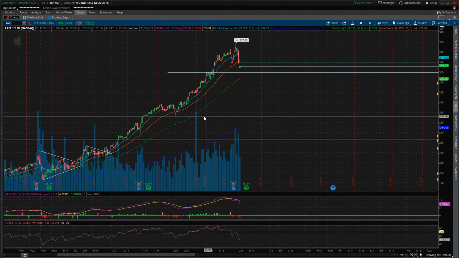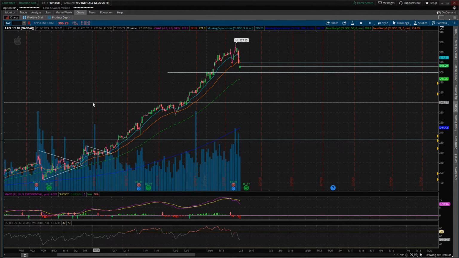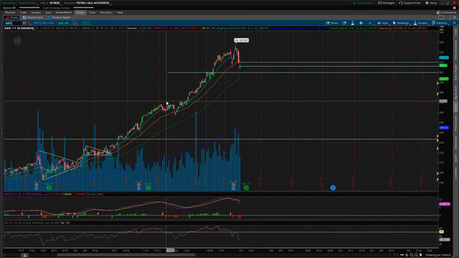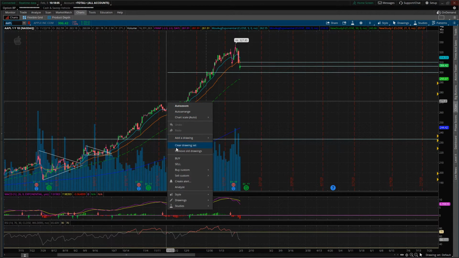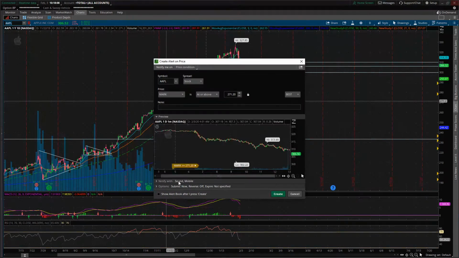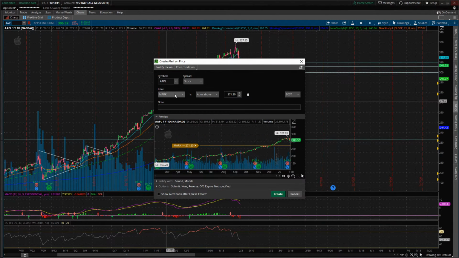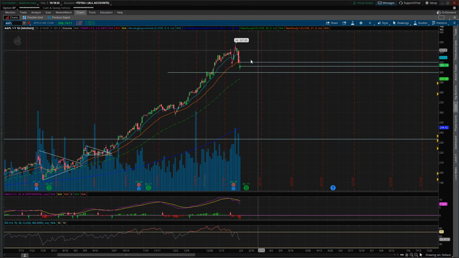So let me show you real quick how to set an alert. With the Thinkorswim platform, all you're going to do is right click here, go down to create alert, and this is it. At or above, what price do you want? Select your price, create. You can change this to at or below, at or above, or just below and above. I usually use at or below or at or above. It doesn't really matter. So hit create, and there you go. Your alert is set.